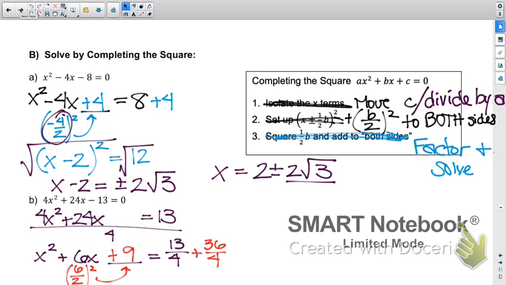Headed into the next step, I go ahead and factor. I can either look at x squared plus 6x plus 9 and see what it factors into, or I can look at this 6 over 2 and say that reduces to positive 3. Therefore, it's always going to be x plus 3 squared.